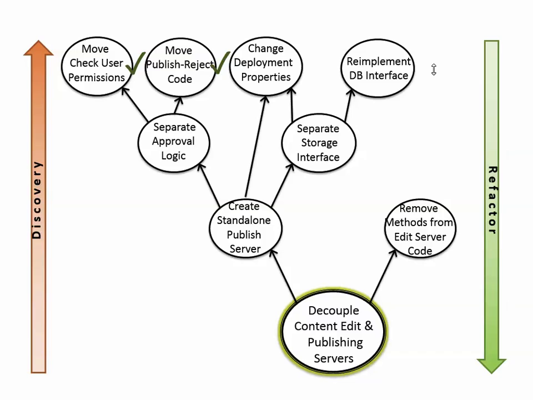Okay, I could go ahead and handle this publish reject code. I now know everything that I need to do about my deployment properties, so I'm going to go ahead and make that change. Nothing else broke. It's safe to commit the code. I can actually go and do my approval logic at this point. Why? Because I have both my prerequisites. I didn't have to do this first. I could choose to do it first.